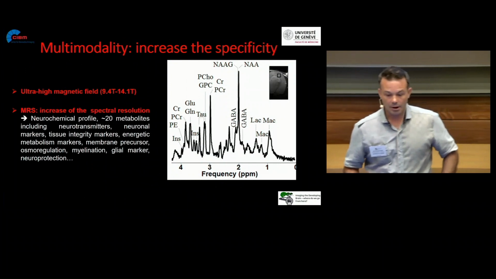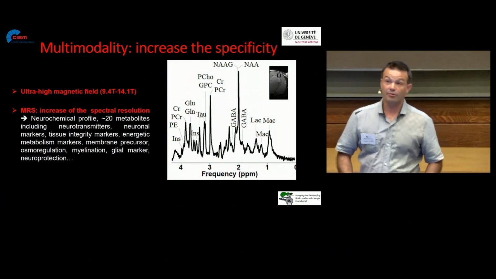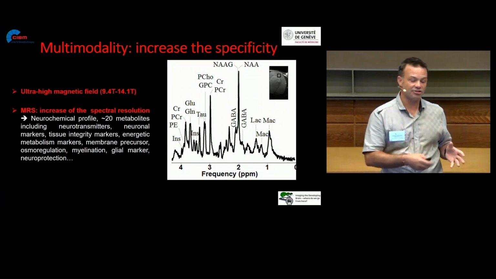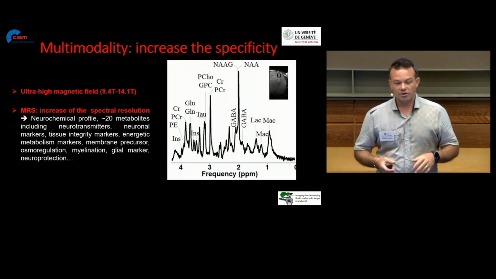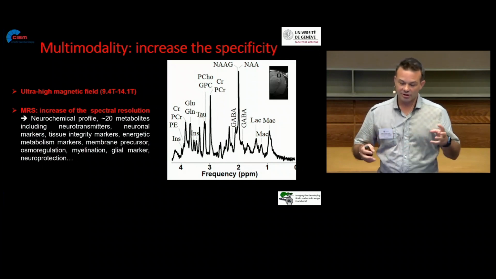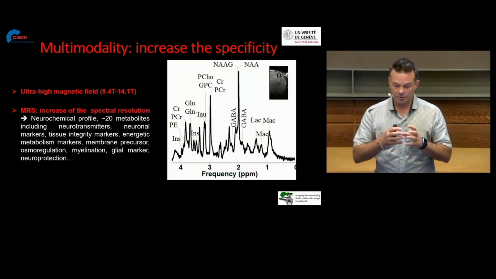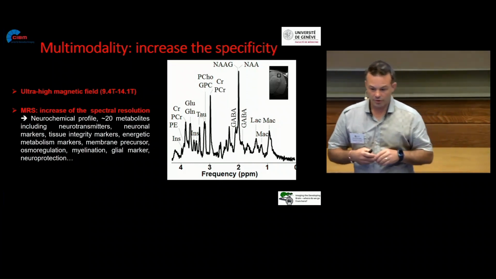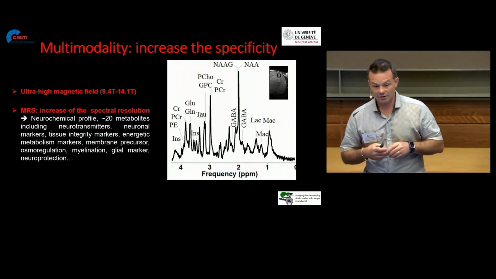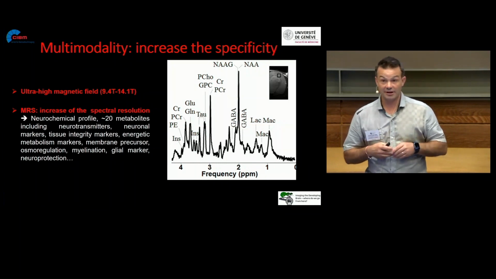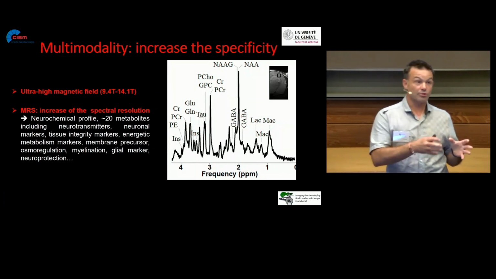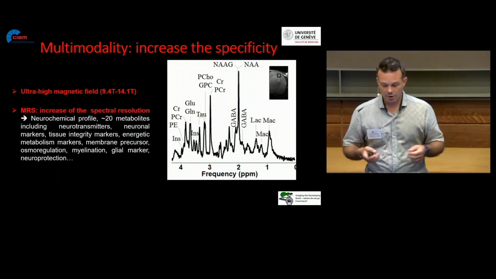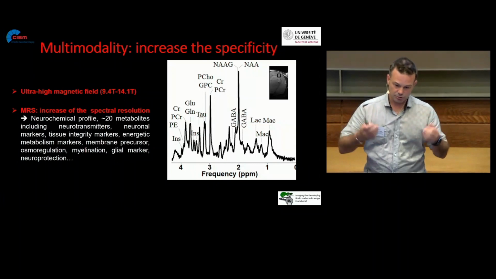Okay. Another way to increase the specificity of your measurement is the use of multimodality, meaning imaging and spectroscopy, which is actually not so easy because in terms of hardware, it's not always the same requirement. But we have the chance to have in Lausanne ultra high magnetic field magnets, so 9.4 Tesla and 14 Tesla. And with this, we have an increase of the spectral resolution and of the signal to noise ratio also.